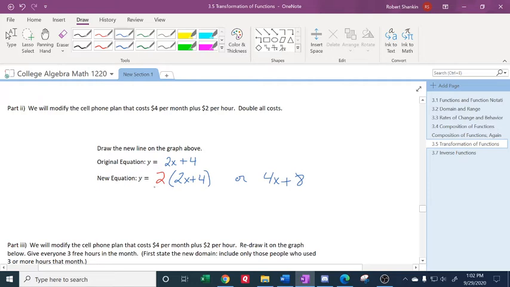out in front is called a vertical transformation. It's actually called a vertical stretch. When you multiply 0 by 2, it doesn't change it. 0 times 2 is 0. Height of 0 stays the same. But all other heights become twice as high as they were before.